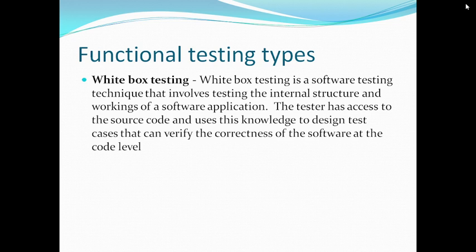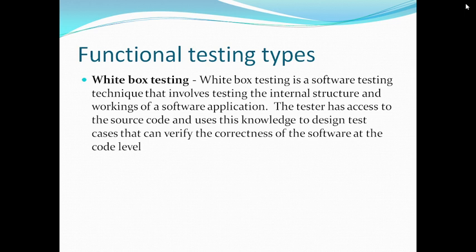But at the same time, the tester will also go through the internal working of the system. The tester also has access to the source code. And looking at the source code, the tester can think of more test cases and can test the software deeply to verify the correctness of the software. So in white box testing, the QA also has access to the internal structure of the code. Okay, and using that knowledge, will verify the correctness of the software.